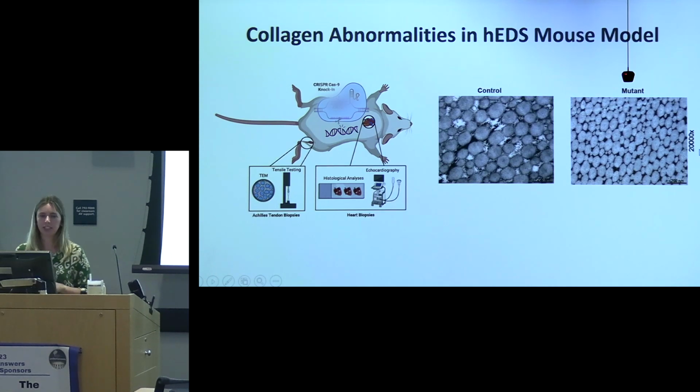And we actually do have data quantifying all of this. I didn't want to shove too much scientific stuff at you today. But we saw the mice had smaller fibrils. And we also saw that their tendons were more elastic when we stretched them. And when we looked at the heart, we saw that the mice had mitral valve prolapse. We could see this on staining, and we could see it on echocardiography. And so we had 2 different tissues where we validated, hey, these mice are different.